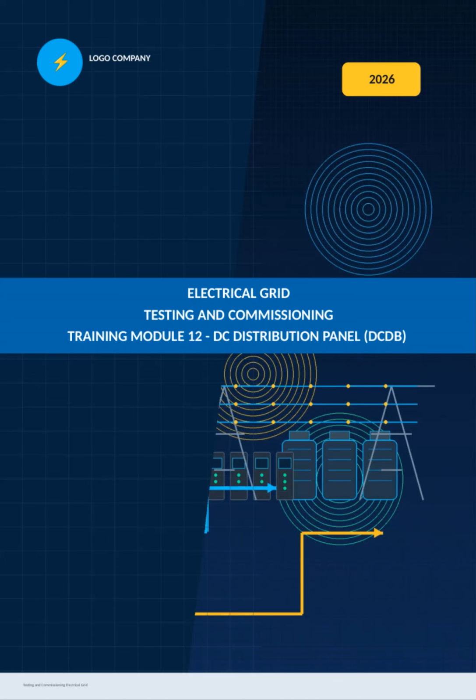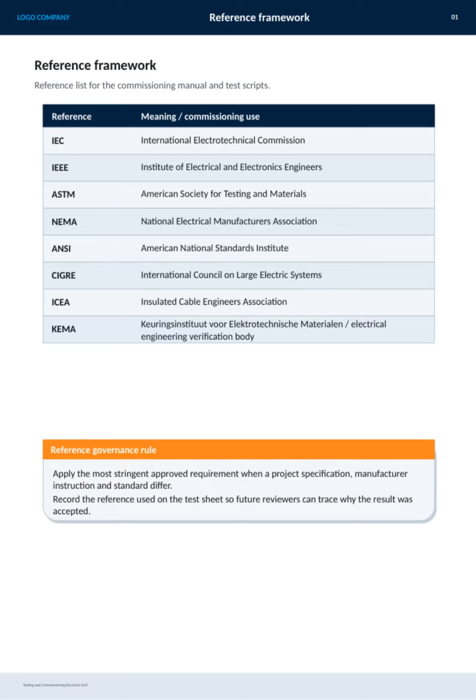Welcome to Training Module 12, where we focus on the testing and commissioning of the DC Distribution Panel, or DCDB. This module is part of our comprehensive electrical grid training series designed for 2026 standards. Throughout this session, we'll dive deep into the critical processes and protocols to ensure a safe and efficient electrical grid setup. Let's get started. Here we have the reference framework for testing and commissioning the electrical grid.